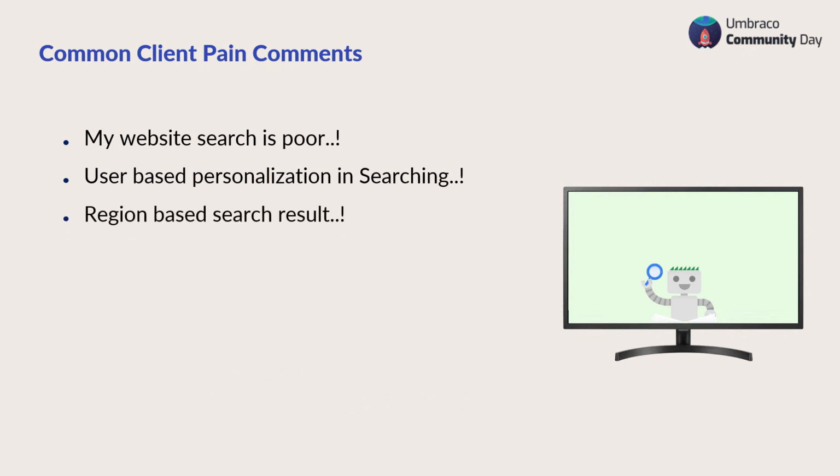Then region-based search results: say some users wish to search from the USA, then I need to display this kind of result, and for the UK, that kind of result. Do you have any solution for that? And the synonym search result: let's say some are searching for a jacket, but some stores don't have that jacket, so it displays sweaters or hoodies, the synonym search results.